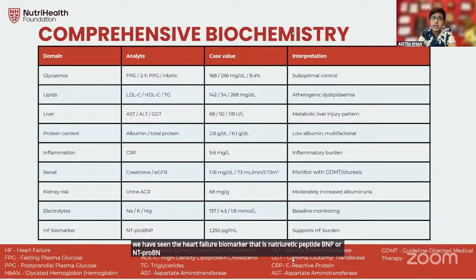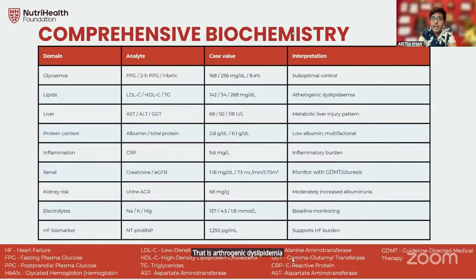where the findings are fasting 168 mg/dL, PP 256 mg/dL, suboptimal control. Lipid is LDL 142, which is too high. 34 is the HDL, which is very low, which is not good for the patient. And triglyceride is 268 mg/dL, that is atherogenic dyslipidemia.